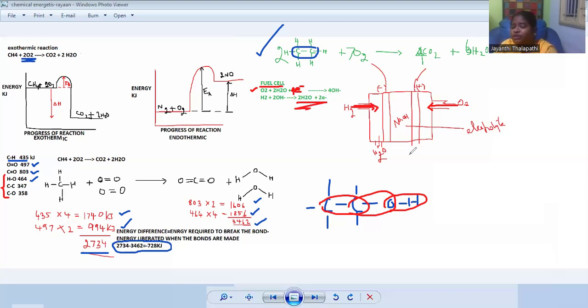So what is the advantage over here? By using a fuel cell, you get only one product, which is water, which is not a pollutant.